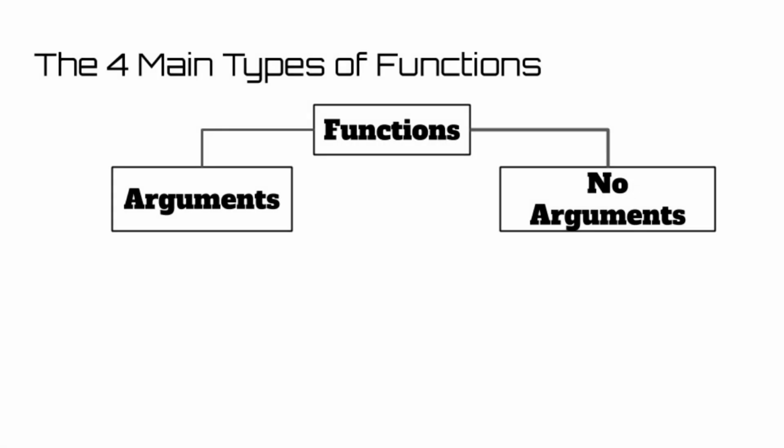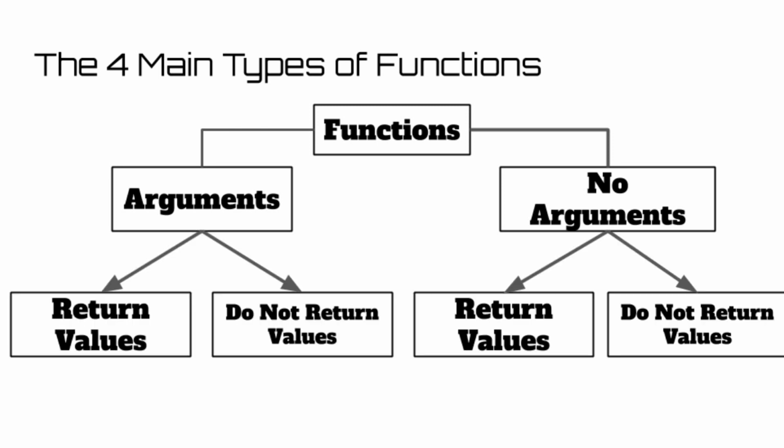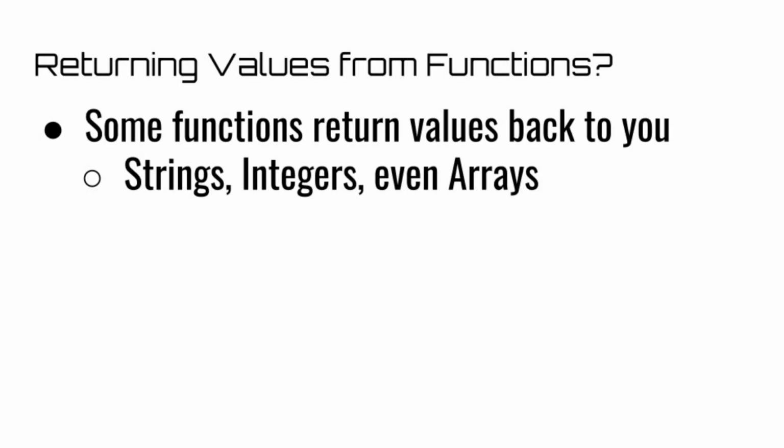Now that we've separated functions into those that take arguments and those that do not, let's again split these up into those that return values and those that do not. When you're making your own functions, which is something we will be covering in a later episode, you have to choose what your function will return, if anything at all. Functions are able to return values in the form of objects, whether they be string variables, integer variables, and you can even have functions that return arrays.